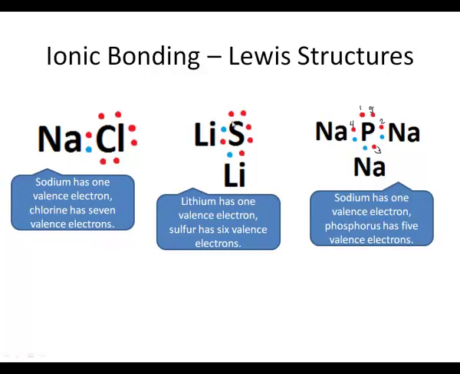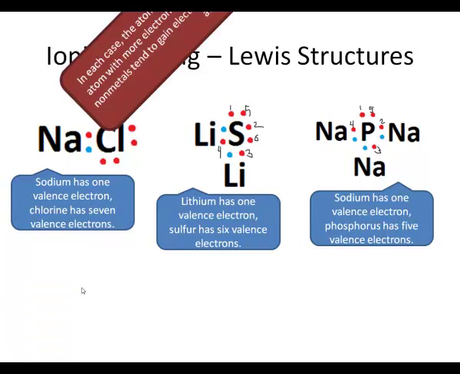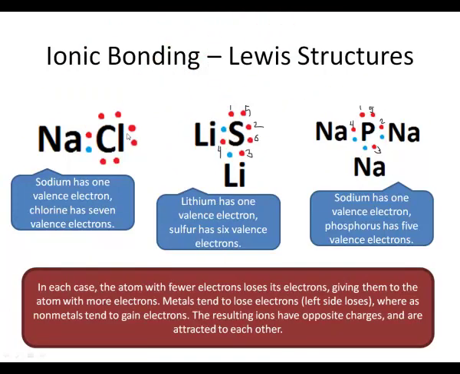Same thing over here with the sulfur and with the chlorine. Top, right, bottom, left, top, and right. And that takes care of all 6 of those electrons. So in each case, the atom with fewer electrons, generally the metal, loses its electrons, giving them to the atom with more electrons, generally the nonmetal.